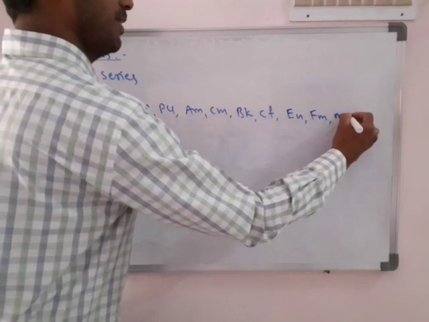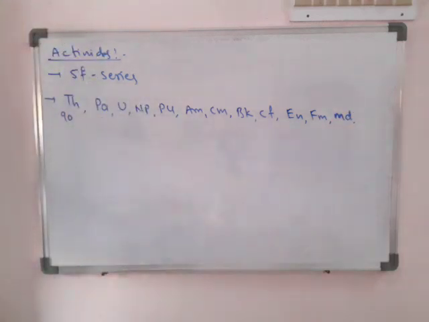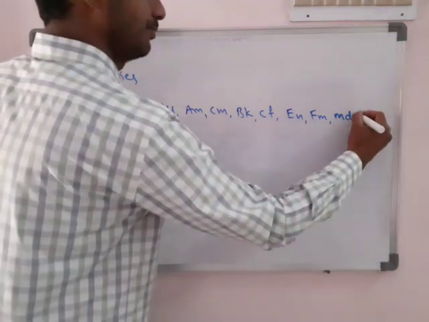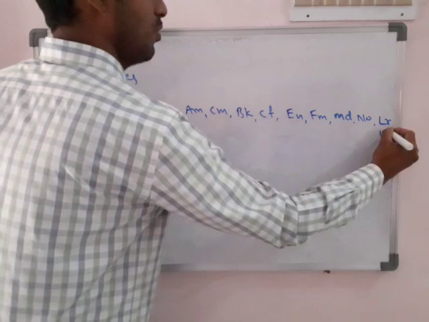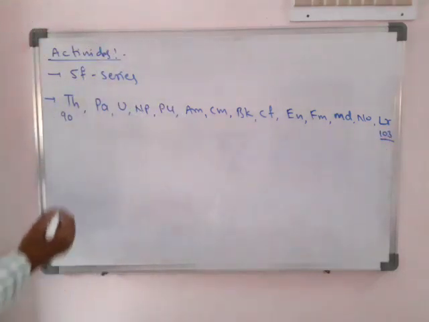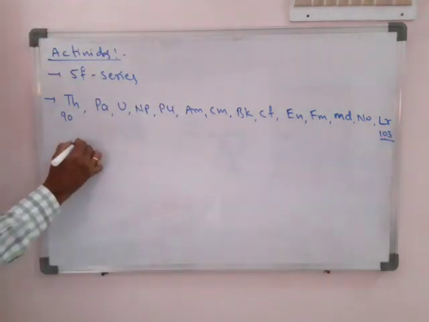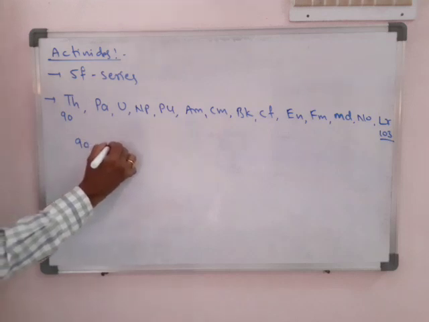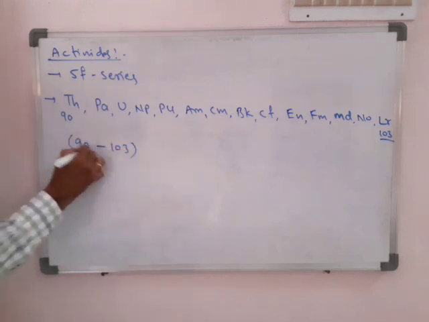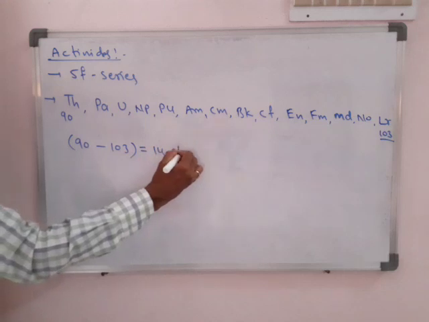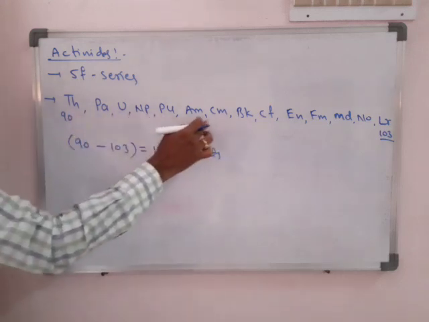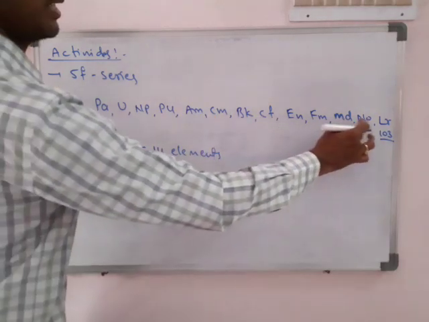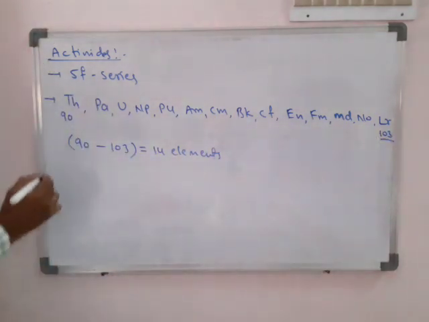So this first will be capital. So mendelevium, nobelium, lawrencium. Nobelium, lawrencium, that is 103. And what is the starting element? So 90 to 103. These elements start from 90 and end with 103. Total how many elements are there? Total there are 14 elements. Okay, 1, 2, 3, 4, 5, 6, 7, 8, 9, 10, 11, 12, 13, 14 elements are in actinides.